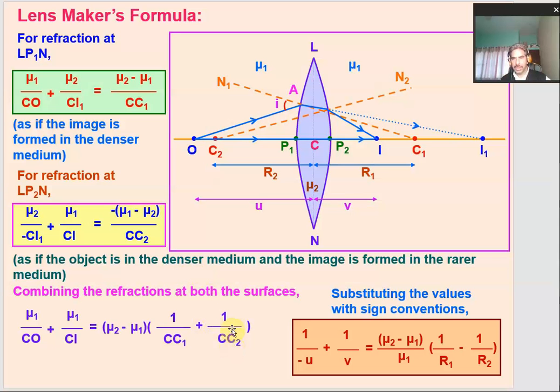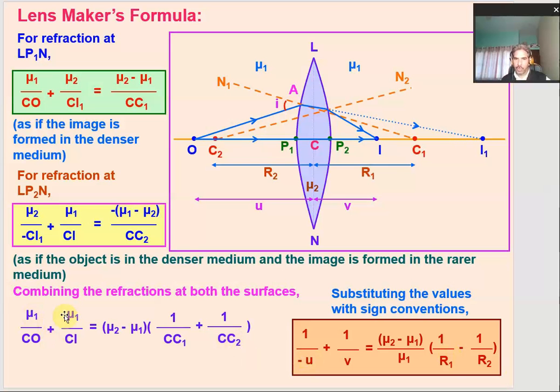So this is the final general equation which we get here. You can pause anytime between this class and just observe what I am mentioning here. Now, by making use of sign conventions and substituting the values of CO, CI, CC1, CC2 according to those sign conventions, we get this equation.